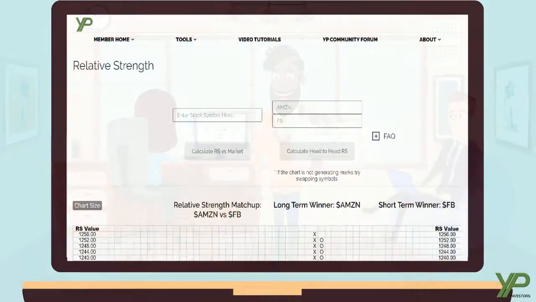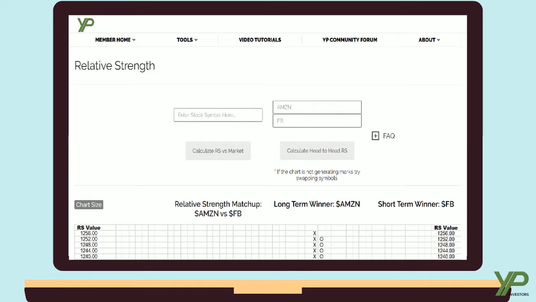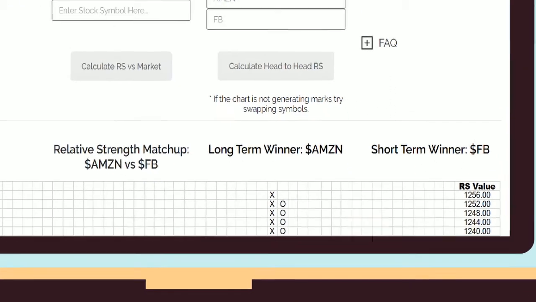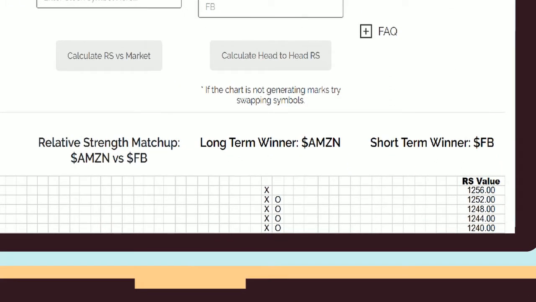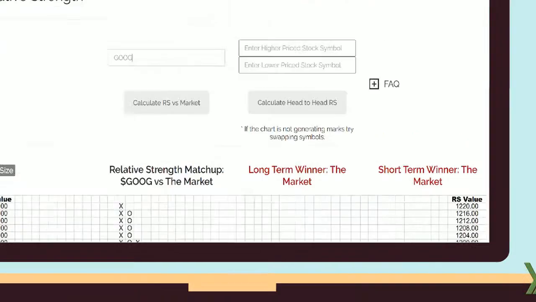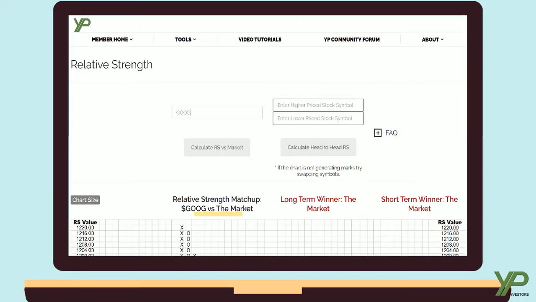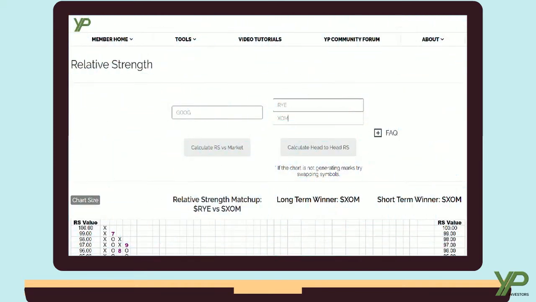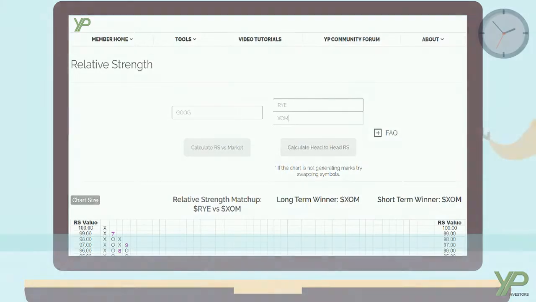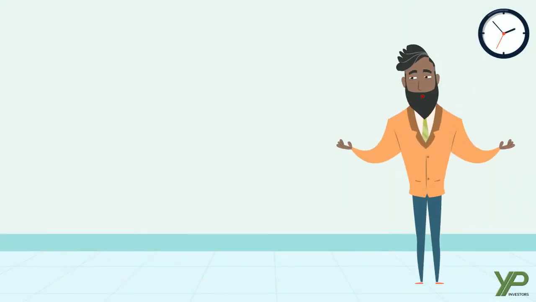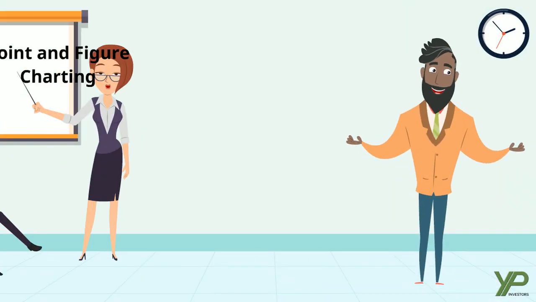For example, you can compare Facebook and Amazon, and our YP Relative Strength tool will show you which security is outperforming the other. You can do the same for a stock like Google versus the market, and you will know whether it is better to invest in Google or the market. You can even compare a stock like Exxon versus an energy sector ETF and find out which is the better performer in a matter of seconds. Now that we know the importance of relative strength, let's go over how to use it.